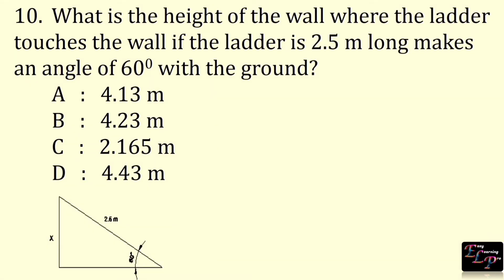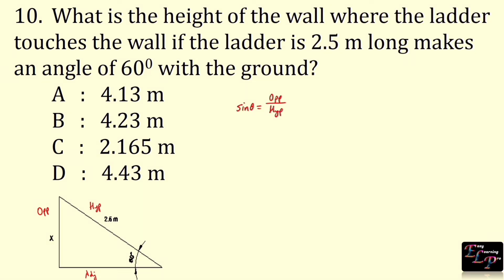What is the height of the wall where the ladder touches the wall if the ladder is 2.5 meter long, makes an angle of 60 degree with the ground? Here the angle is given as 60 degree. So this side we consider as opposite side, this side as adjacent and this side as hypotenuse. We have to find height of the wall, that is opposite side. Hypotenuse is given. So the trigonometric ratio which relates opposite side and hypotenuse is sin theta. Sin theta is given by opposite by hypotenuse.